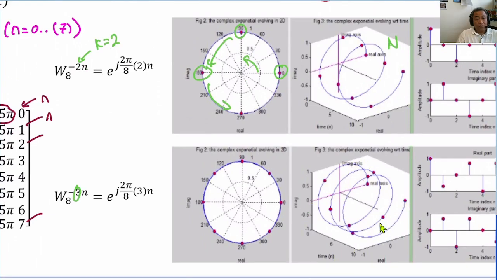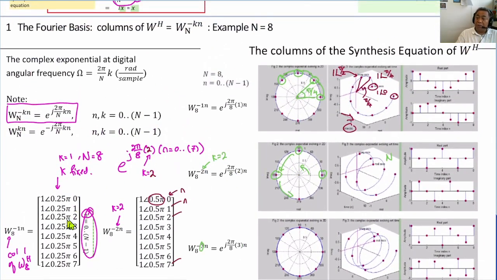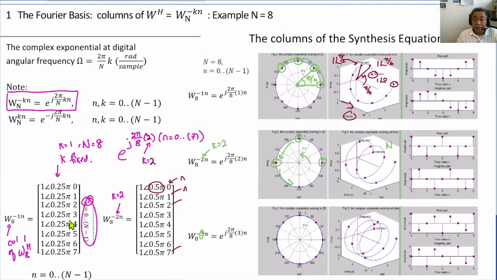Okay, so with that, we now begin to understand what are the columns of W^H. In the next slide, we'll study the DFT matrix columns properly.